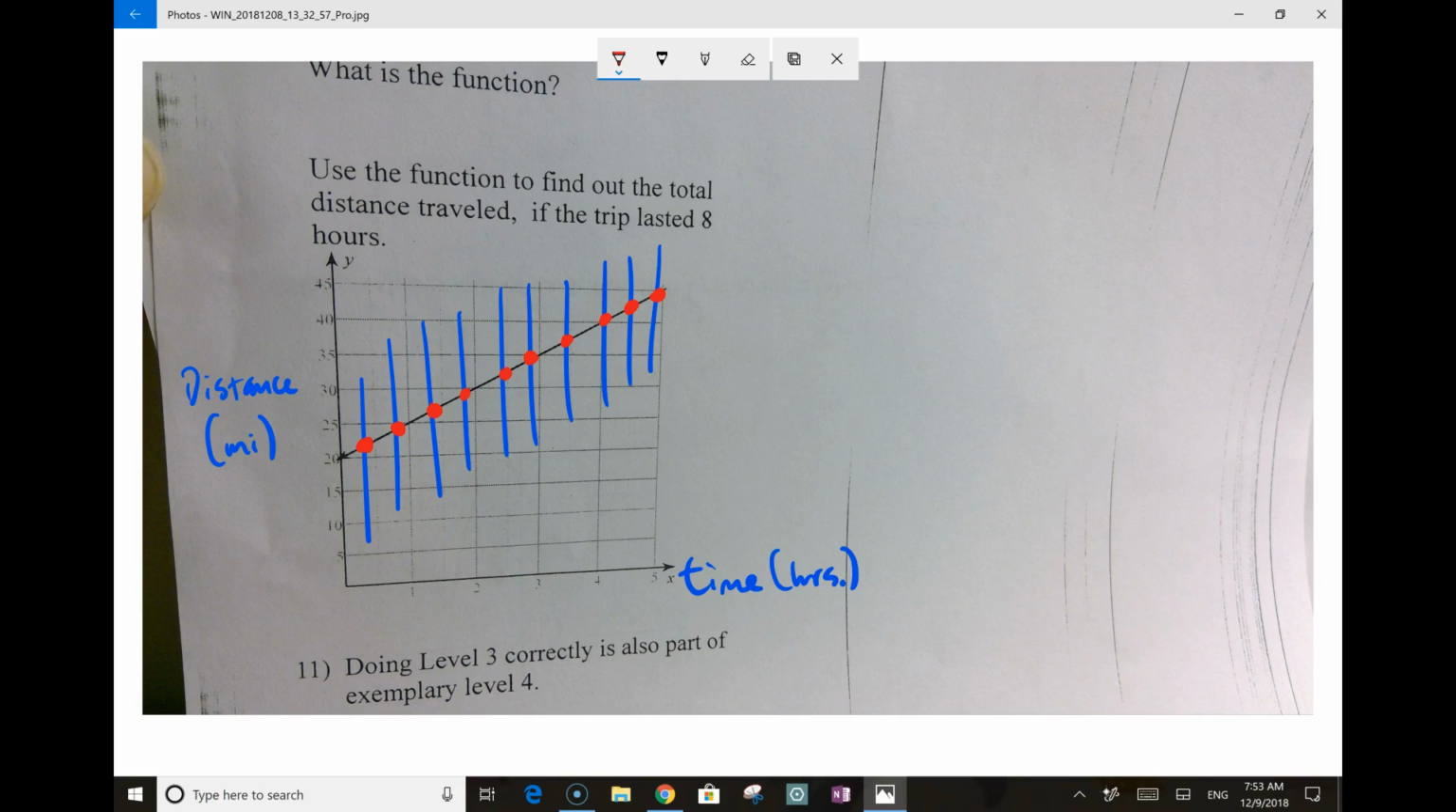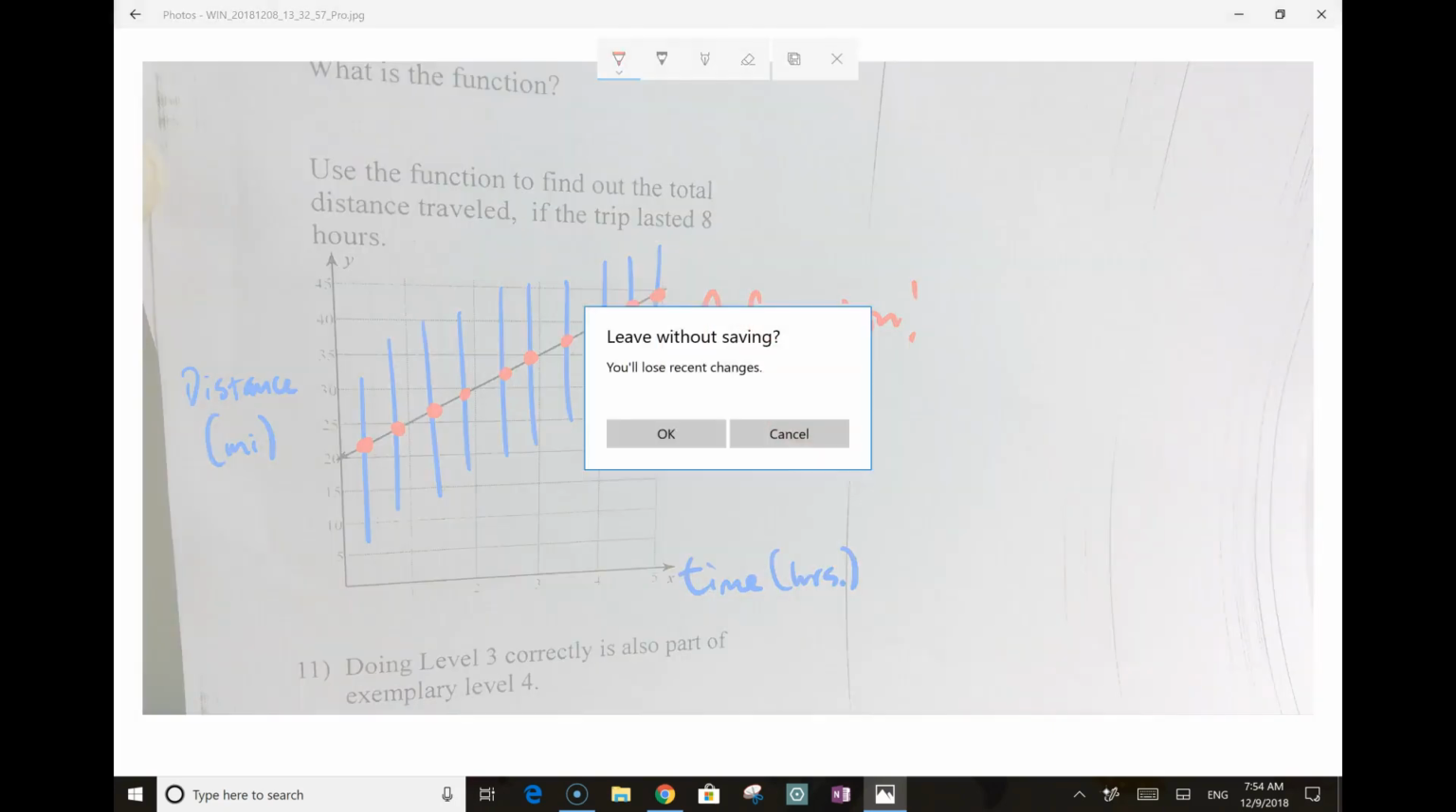In this case, you can see that for each blue vertical line, I have one red point which represents one intersection between the blue vertical line and the graph. That indicates that it is indeed a function. And so that covers the answer for number 1.